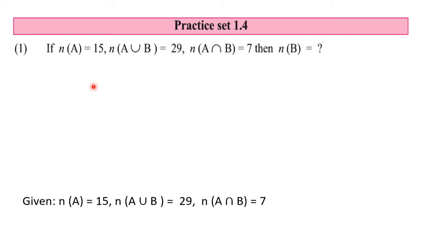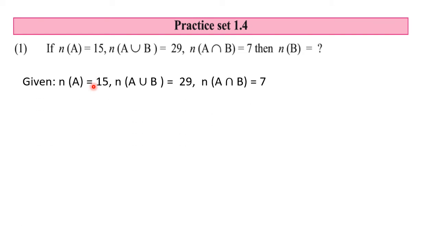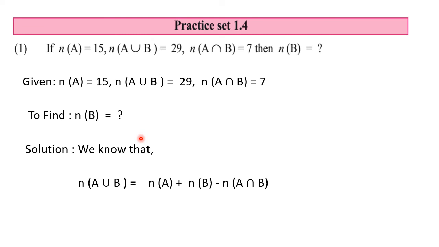Okay. So in the solution, first of all, write down the given things. That n of A is 15, n of A union B is 29, n of A intersection B is 7, and what we want to find is n of B. So always write what is given to you and what you want to find. Now how are you going to solve it? You are going to use the formula. So write down, we know that, and then write down the formula which you know, that n of A union B is equal to n of A plus n of B minus n of A intersection B.